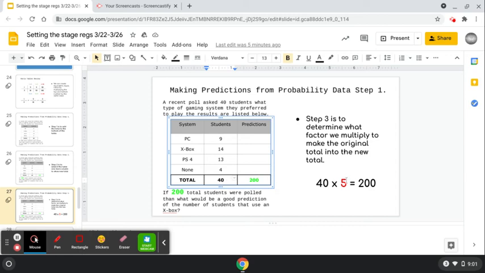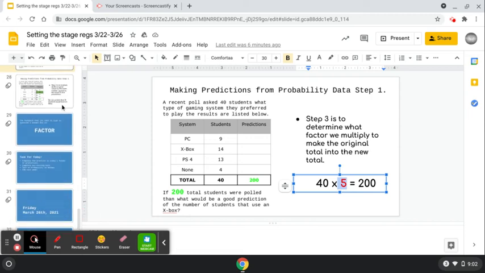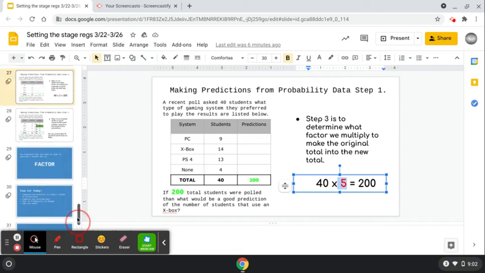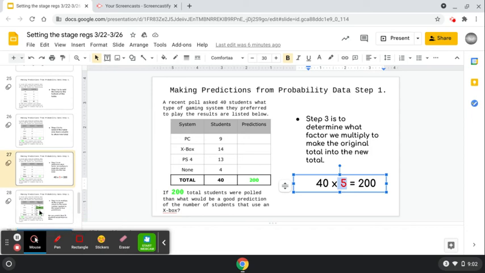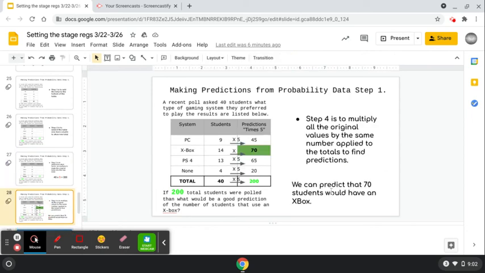And that's super, super important because we're going to use that factor moving forward. And so once I know what I multiply 40 by to make 200, 5, just like we looked at the ratio table, whatever I do to the bottom, I have to do to the top, or whatever I do to the top, I have to do to the bottom. Well, in this case, the last step for solving predictions is exactly the same concept. So whatever I did to turn the 40 into 200, in this case times 5, I have to do to all parts of the table. So if I did 40 times 5, I have to multiply 9 times 5.